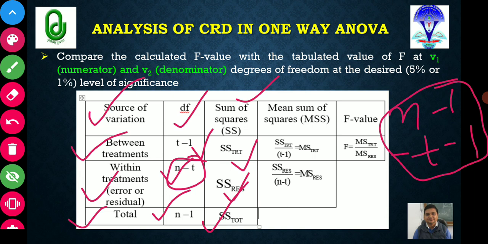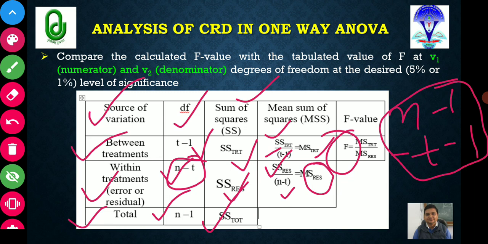Now you have to calculate the variance, which is also known as mean sum of squares or mean square, MSS. We simply divide each sum of squares by its respective degree of freedom. The sum of squares due to treatment divided by the degree of freedom t minus 1 is the mean sum of squares due to treatment. Similarly, the error mean sum of squares, that is the error variance, is the sum of squares due to error, that is residual, divided by the degree of freedom of error. This is called the mean sum of squares due to residual. These mean sums of squares are variances, so we take the ratio of these two variances and calculate the F value. The F value is the ratio of the mean sum of squares due to treatment and the mean sum of squares due to error.